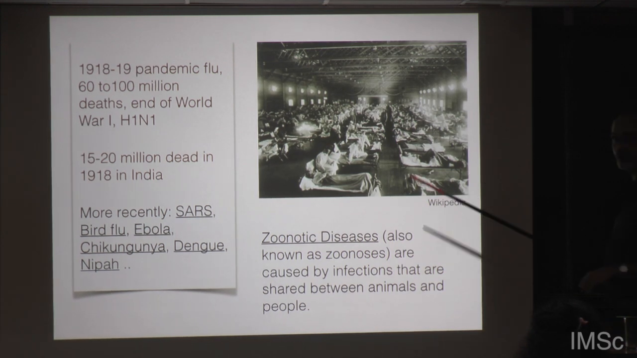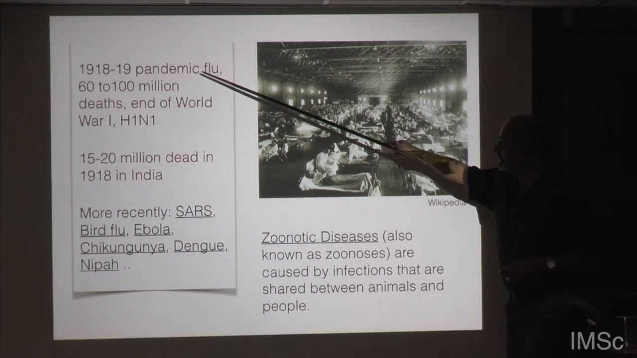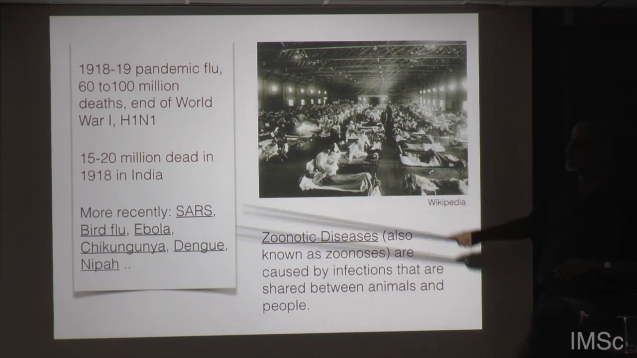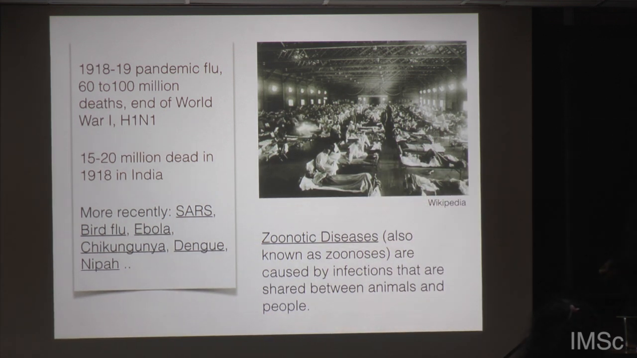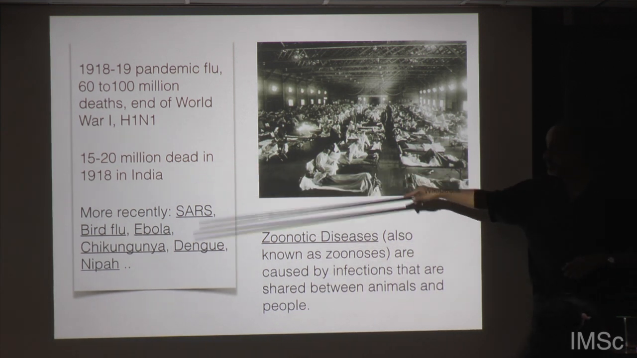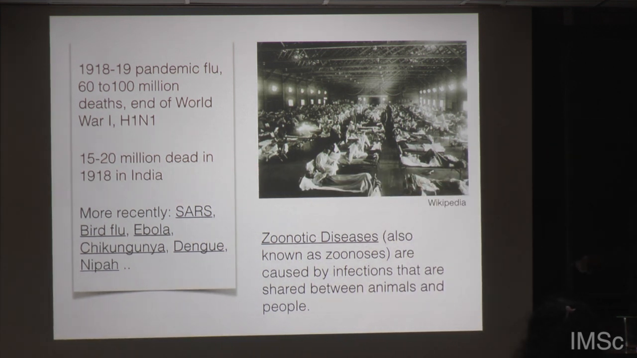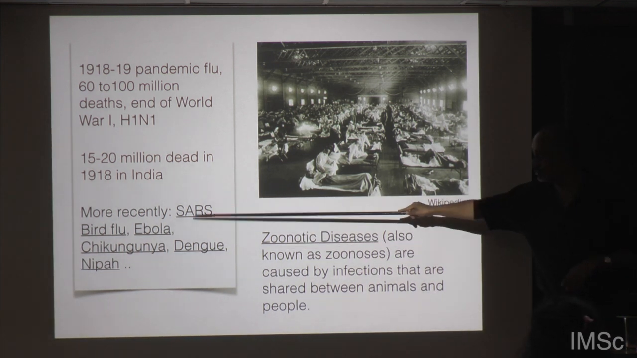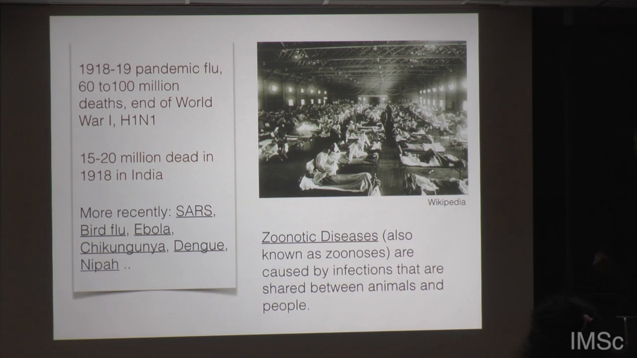This is a history that you may not know of, which is 1918, 1919. This is still within your grandparents' time, and this was at the end of World War I. And this was probably some type of H1N1 flu. In India, the estimates are that there were 15 to 20 million dead at that point. And of course, more recently, you know of SARS, bird flu, Ebola, chikungunya, dengue, and Nipah.